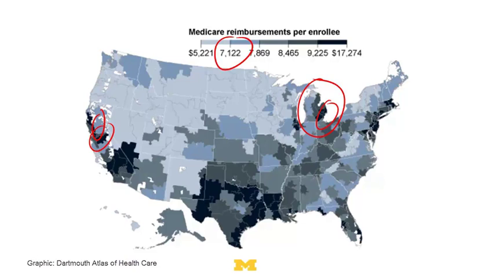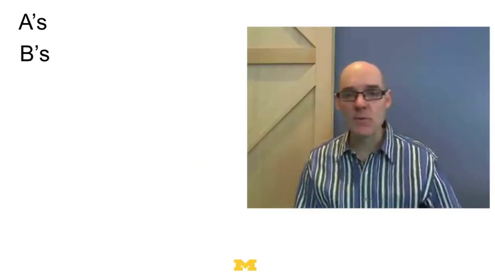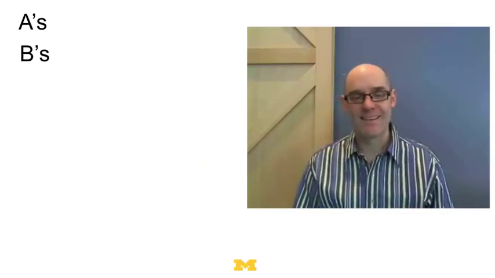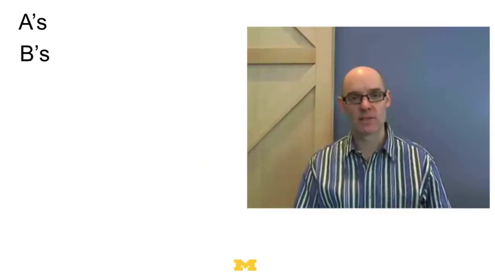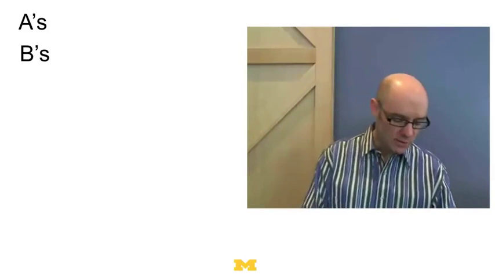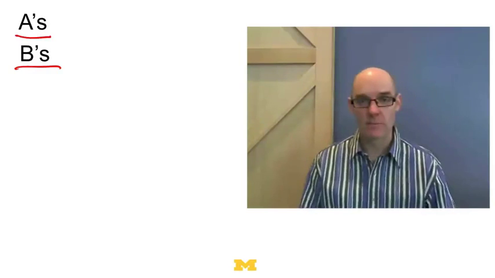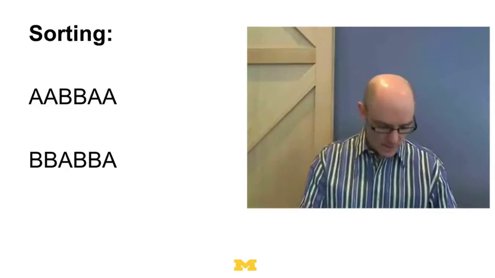And these are puzzles. Well, let's see why there's an identification problem if we just look at the pictures. So suppose we've got two types of people. We've got A's and we've got B's. All right? Now, let's look at sorting.